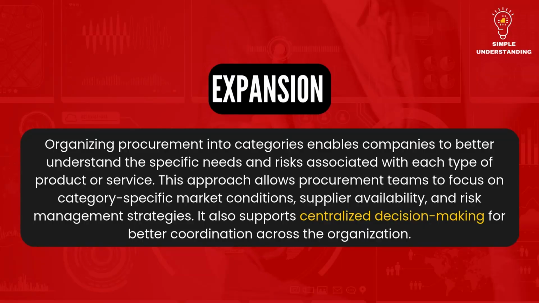Expansion. Organizing procurement into categories enables companies to better understand the specific needs and risks associated with each type of product or service. This approach allows procurement teams to focus on category-specific market conditions, supplier availability, and risk management strategies. It also supports centralized decision-making for better coordination across the organization.